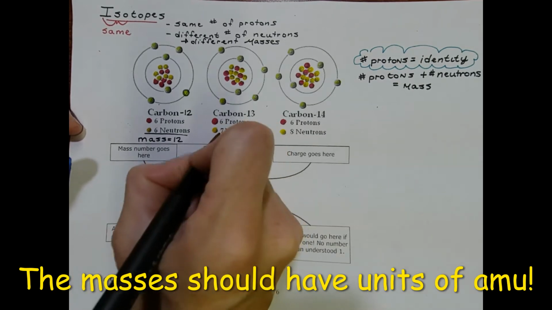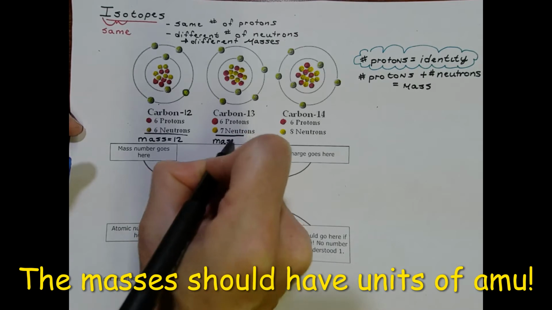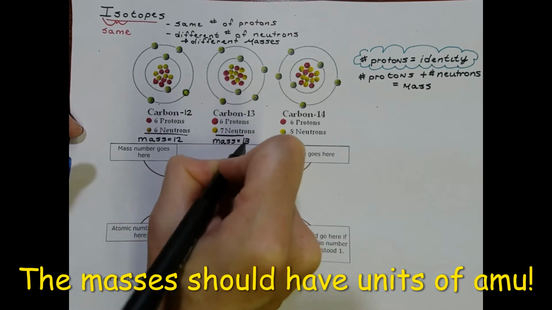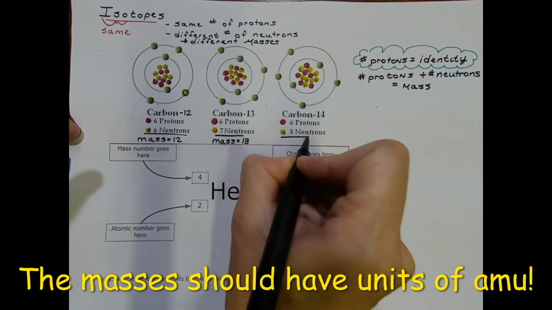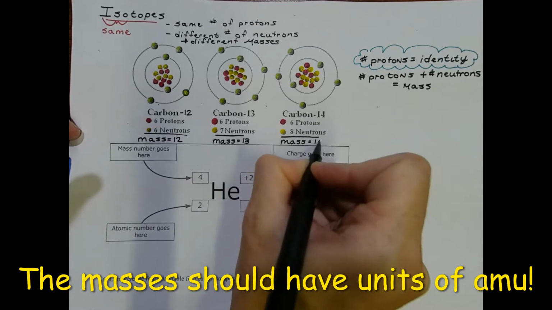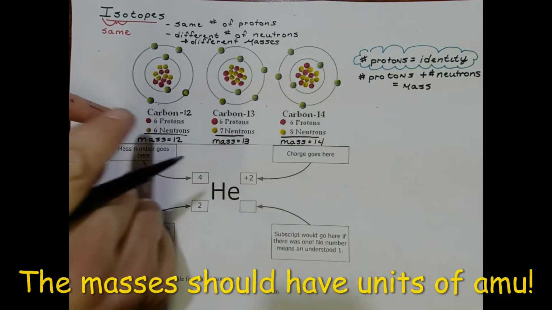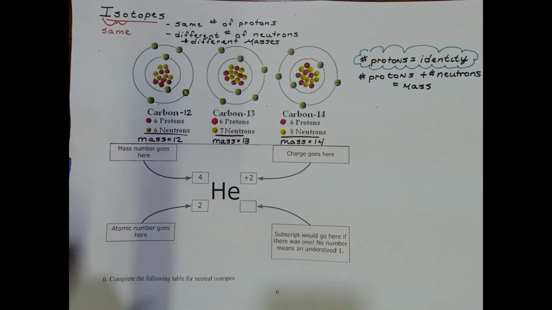6 plus 7 gives us a mass of 13. And 6 plus 8 gives us a mass of 14. But again, each one of these is carbon because the number of protons remains constant.